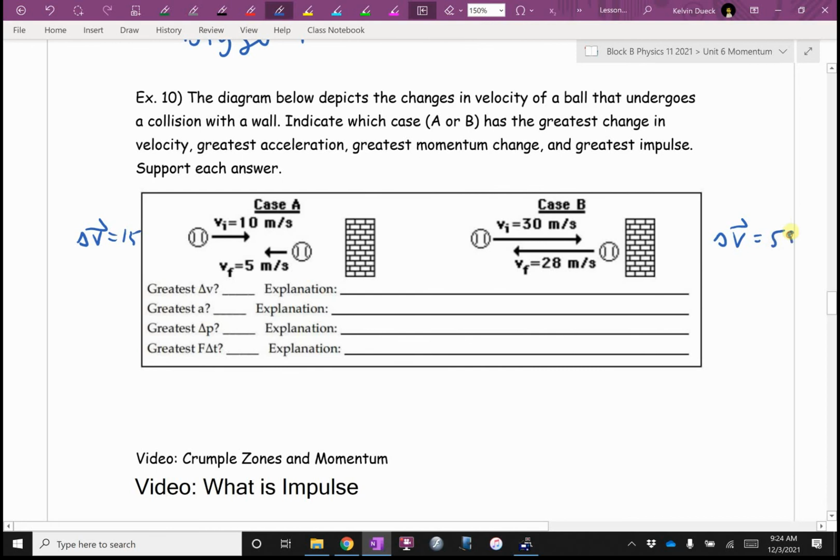What's the delta V here? Yeah. So which one has the biggest delta V? B. Explanation? Well, we solved it. Which one's going to have the biggest acceleration? If we assume these both occurred over the same amount of time, which one has the biggest acceleration? Well, remember, way back when I defined acceleration as that. So which one has the biggest change in velocity? Which one has the biggest delta V? B. Which one has the biggest acceleration?